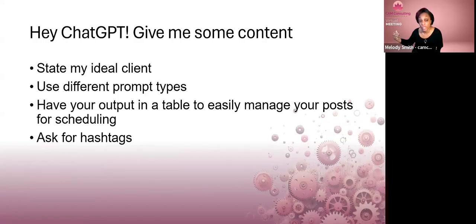When you ask for information, you should use a variety of different types of prompts, and we're going to go through those prompts in a second. I like to tell it to put my output in a table, preferably Excel, because I have Excel, so it easily manages posts for scheduling. And then what I always forget, ask for hashtags. And hashtags are important because when people do search, they can search for certain items. And if your hashtag is one of those items they're searching for, your content may come up. All right, so let's go ahead and look at some examples of prompts.